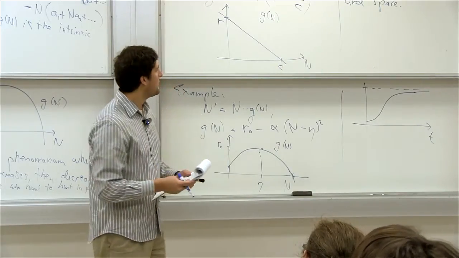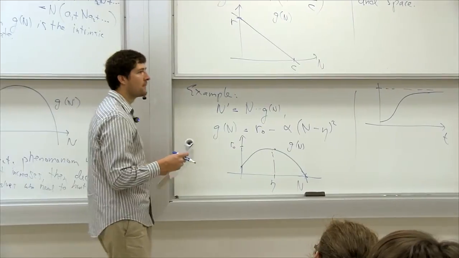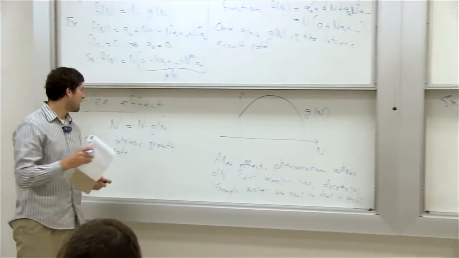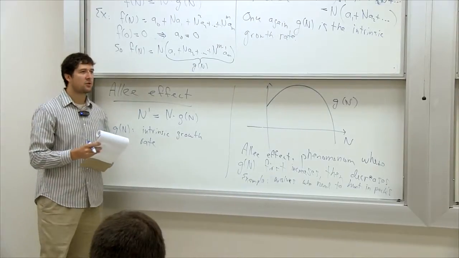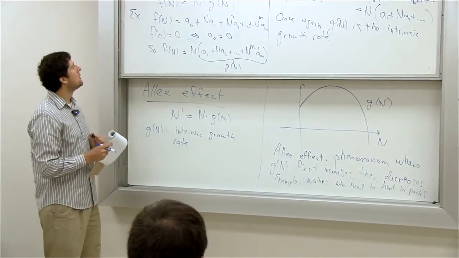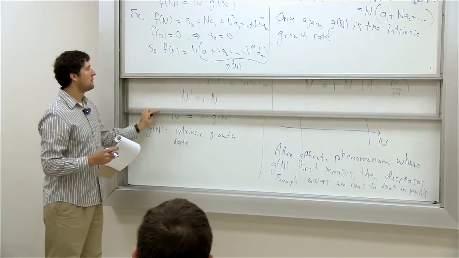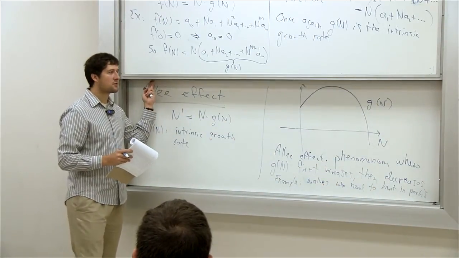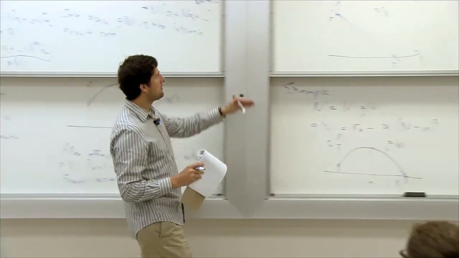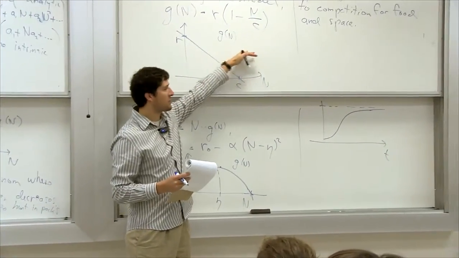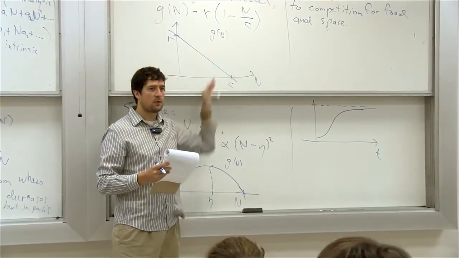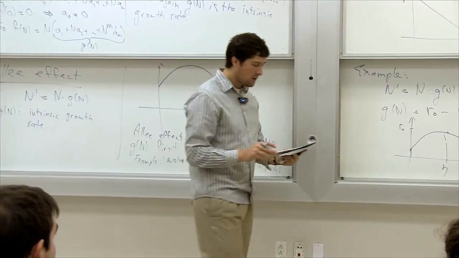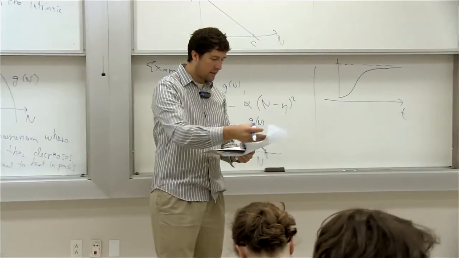Okay, good. One more thing. Abdon, what is the intrinsic growth rate for an exponential model? It's constant. That's right. So if you plotted it for the exponential model, you just have a constant. Okay, good. Great. So I'd like to now continue.